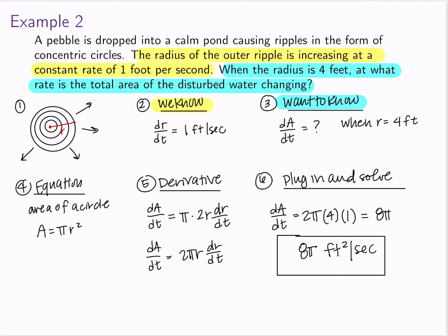Area would be in square feet, and then with respect to time, so per second. Okay. All right. Let's go to another one.